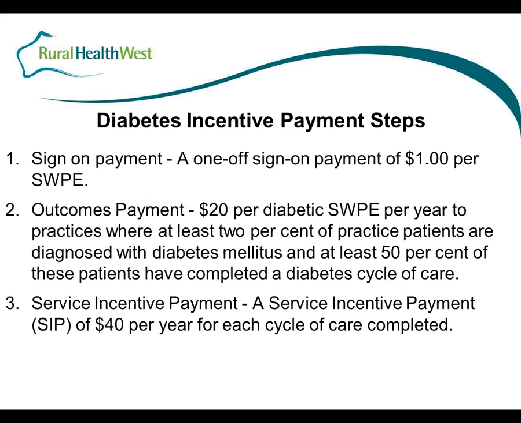The diabetes incentive payments include a sign-on payment, which is a one-off payment of $1 per SWPE, and an outcomes payment, which is $20 per diabetic SWPE per year to practices where at least 2% of practice patients are diagnosed with diabetes and at least 50% of these patients have completed a diabetes cycle of care. A service incentive payment of $40 per year for each cycle of care is also paid.